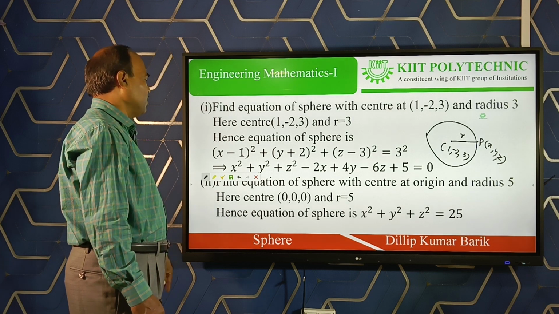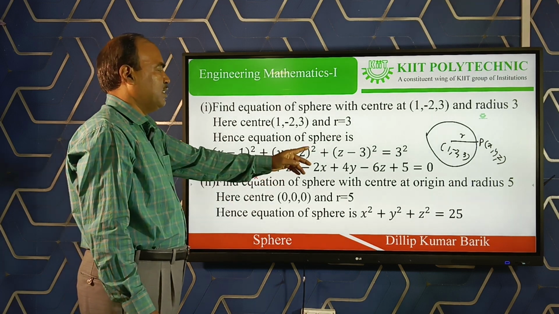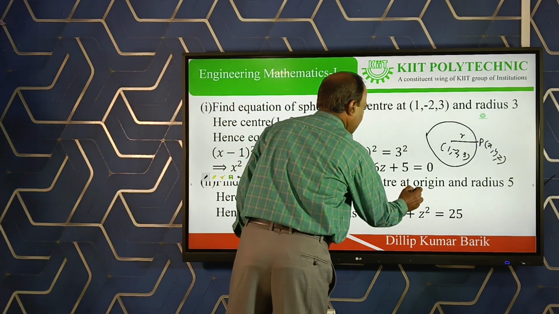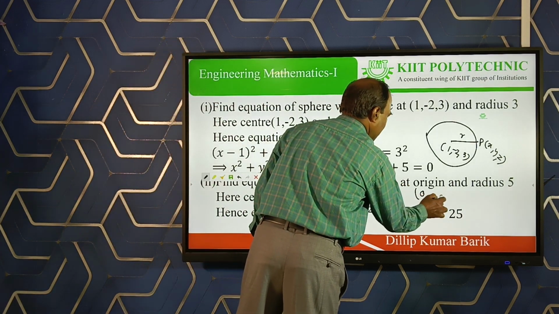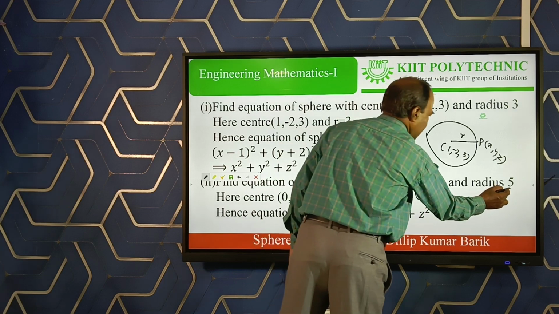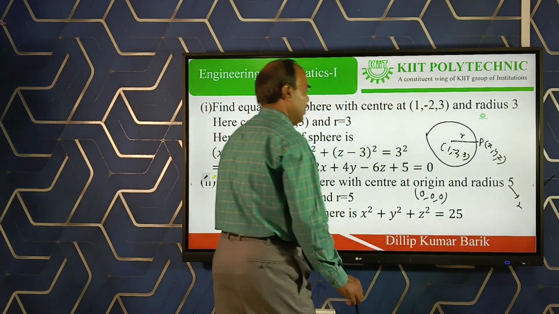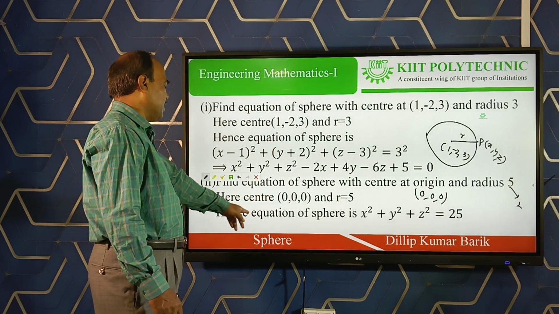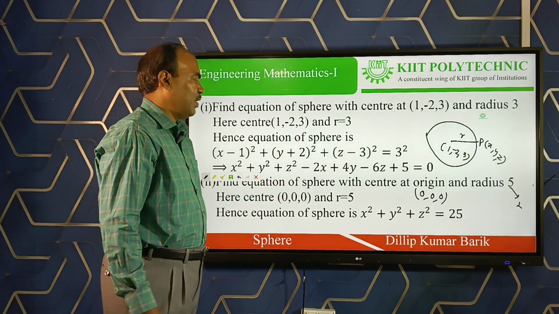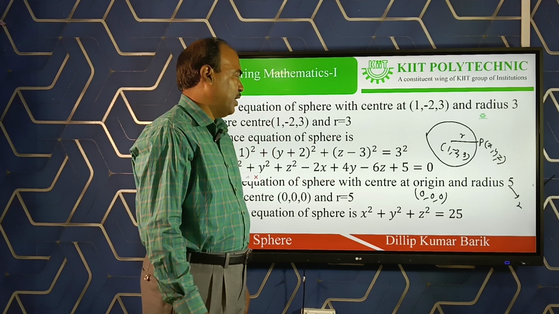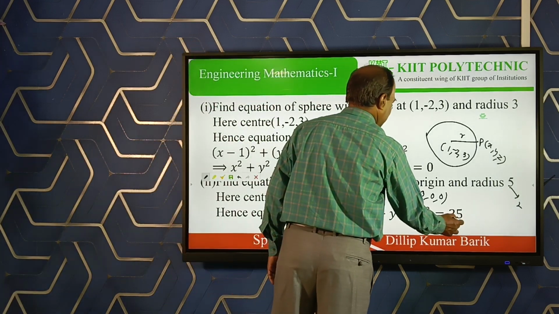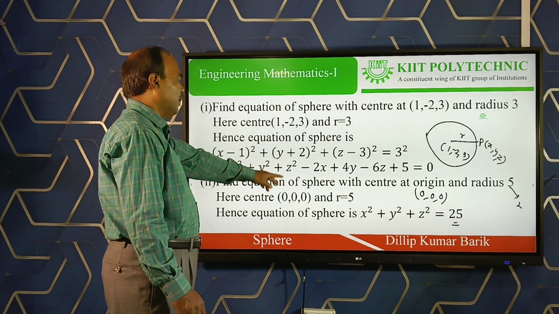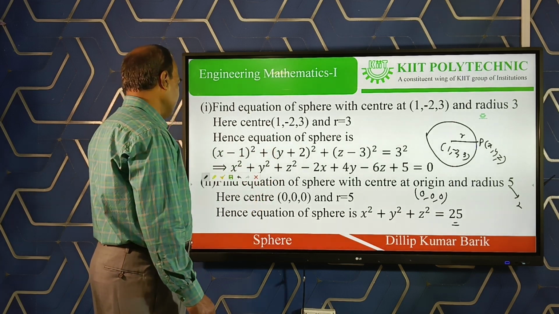Second example: find the equation of the sphere with center at the origin and radius 5. Origin means clearly the center is the point 0, 0, 0 and here r is equal to 5. Using the second formula, with center at the origin and radius 5, x square plus y square plus z square is equal to 5 square, which is nothing but 25. This is the sphere equation with center at any point and center at the origin.